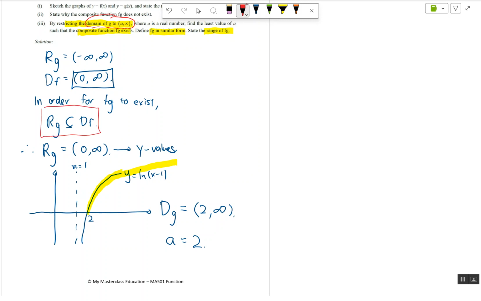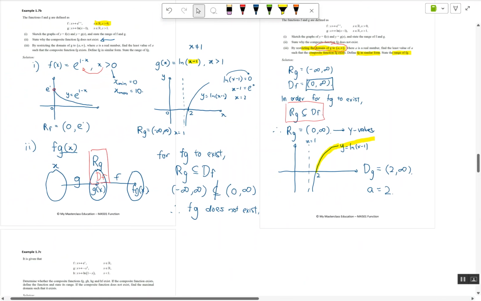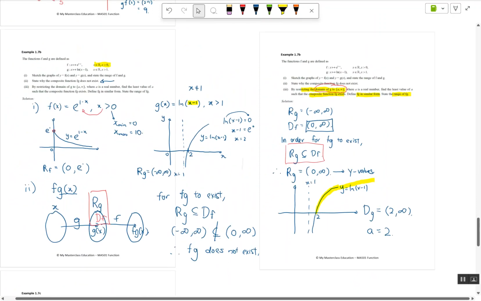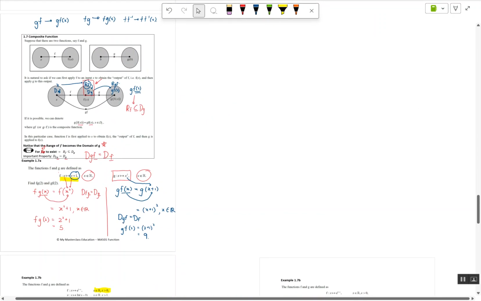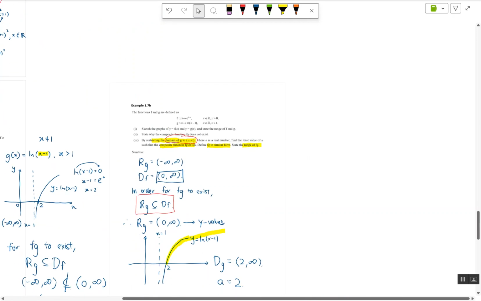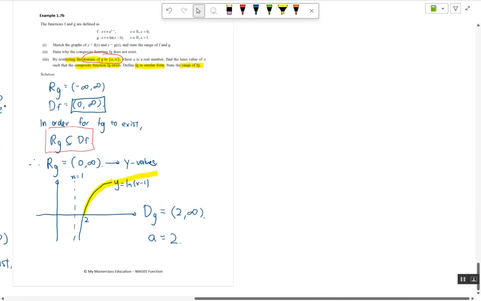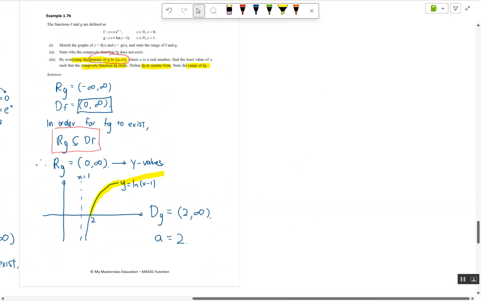In order for the composite function to exist, this part must happen, the interchange. To understand this is very important. If you do not understand this part, let's go back to the front, rewind it to understand the first part of the question, or even the previous video, to understand why the interchange is so important. If you can understand it and carry on, now the question asks you to define fg in a similar form. So what is fg of x?